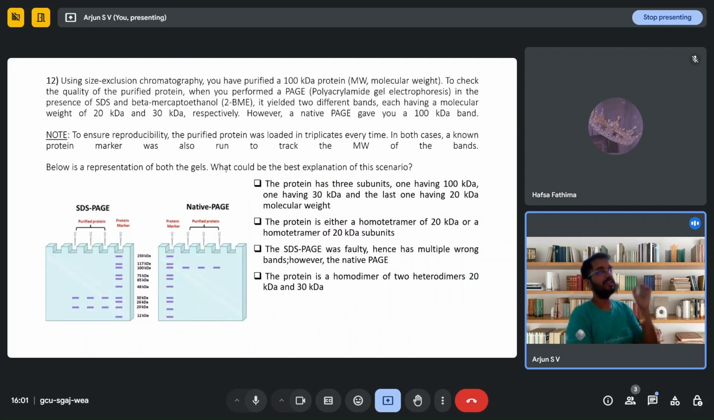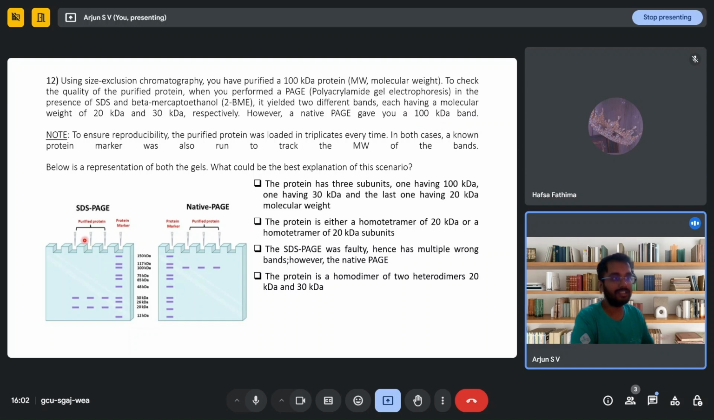Using size exclusion chromatography, you have purified a 100 kilodalton protein. To check the quality of the purified protein, you performed a PAGE, which is polyacrylamide gel electrophoresis, in the presence of SDS and beta mercaptoethanol. It yielded two bands, with molecular weights of 20 kilodaltons and 30 kilodaltons respectively. However, a native PAGE gives you a 100 kilodalton band.